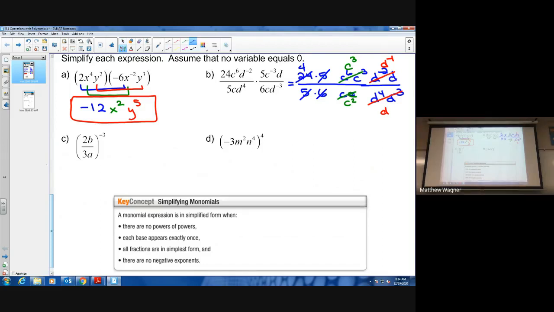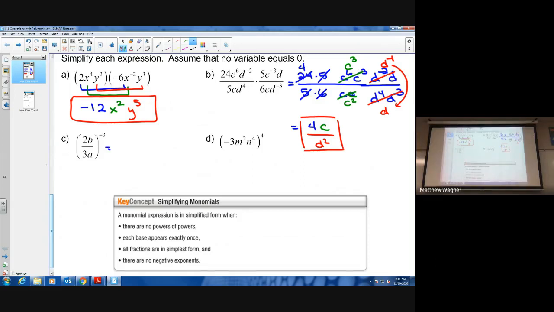All right. So again, as we simplified, we wound up with 4c, and then this d, negative exponent goes to the bottom. We wind up with 4c over d squared. Apologies on that one. I didn't see the negative there.